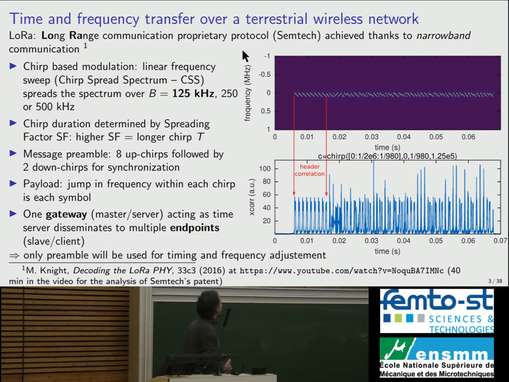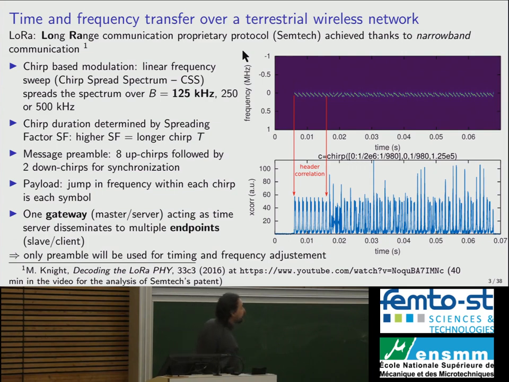LoRa means long range. And it's a low bandwidth communication under the assumption that if you want to send a few bits, like a temperature or presence or absence or location, you don't need high bandwidth communication. And this is actually how they achieve several tens of kilometers communication range with only 10 milliwatt transfer.